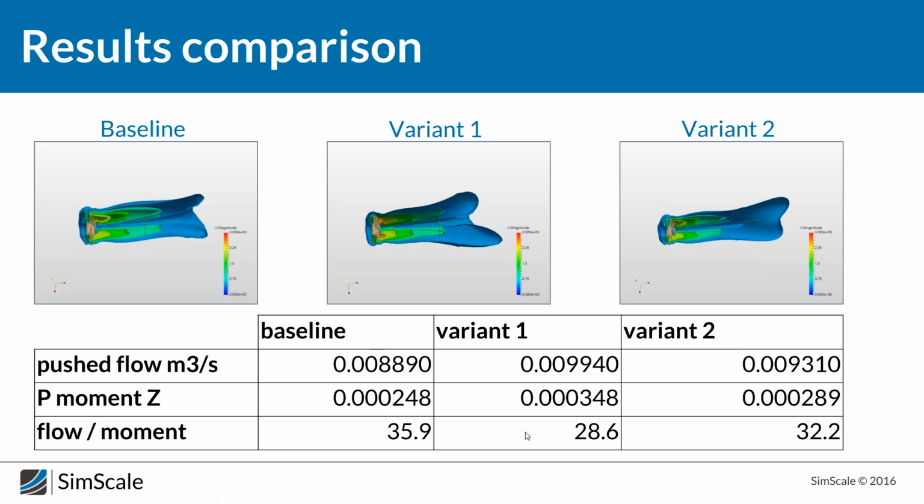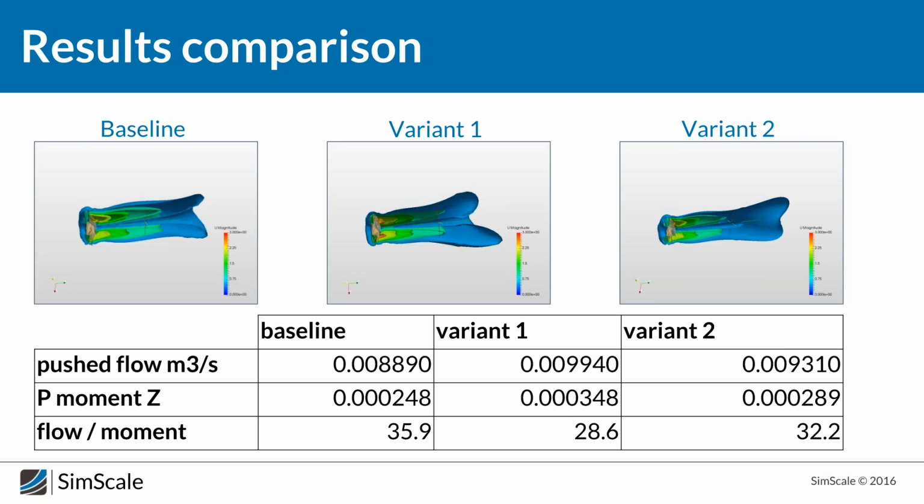First, we calculated the amount of the pushed flow in cubic meters per second, and with the baseline giving 8.8 or 8.9 times 10 to the minus 3 cubic meters per second, we see that variant 1 performs the best when it comes to the amount of air that is being pushed. At the same time, it requires a little more moment. There is more moment acting in the z direction on this geometry.